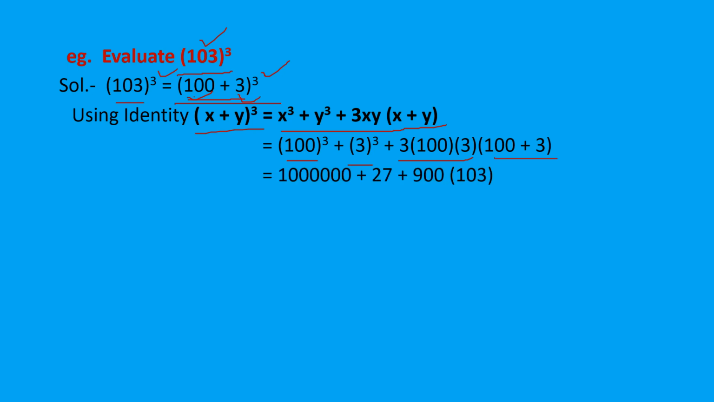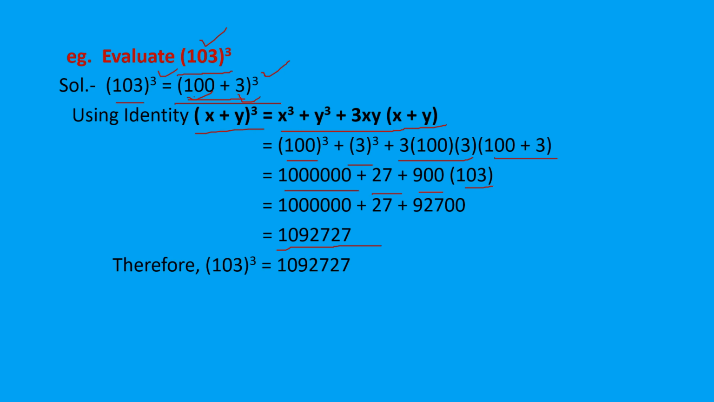Now we will solve. 100 cube means 1 followed by 0 written 6 times, plus 3 cube is 27, plus 3 into 100 into 3 that means 900, and 100 plus 3 is 103. Now we will solve this and we are getting the answer 1092727. Therefore 103 whole cube is equal to 1092727.